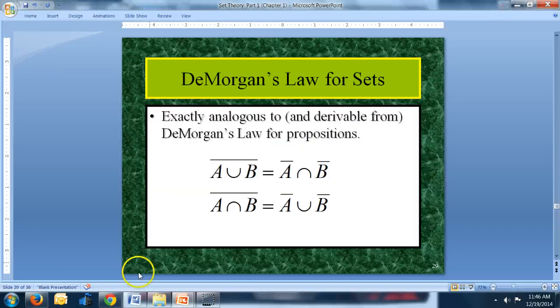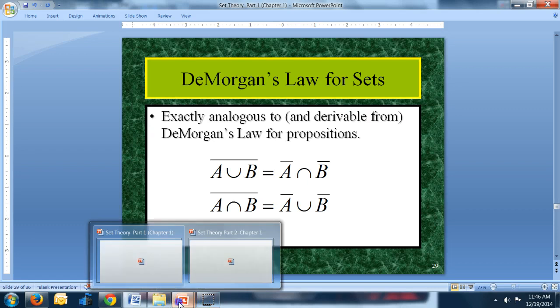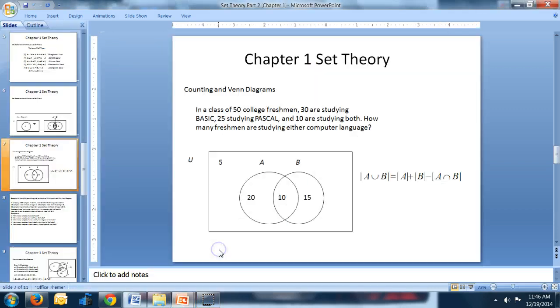What we refer to as the number of elements would be how many elements, and we use counting. So for instance, the set A here has 30 elements. The set B in here has 25 elements. So the number of elements in A, as we see in this example, we looked at 50 students. 30 of them are studying the language Basic, 25 studying the language Pascal, and 10 studying both.